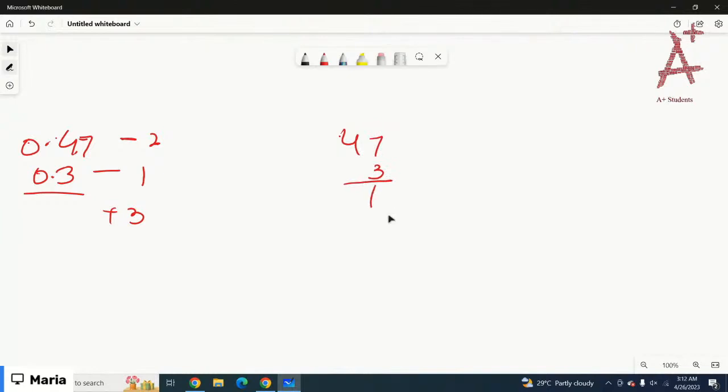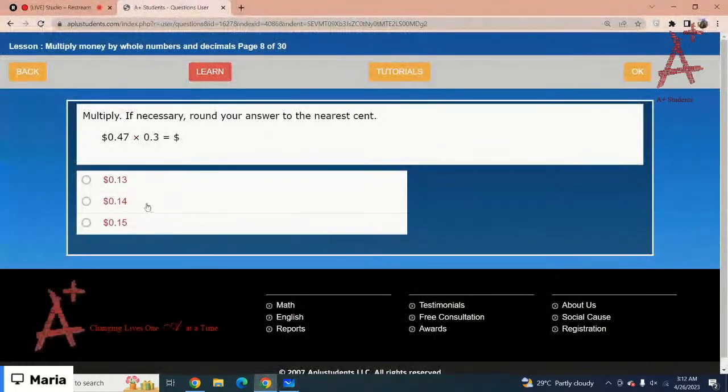3 times 7 is 21. 3 times 4 is 12, 13, 14. So it would be 141. Move the decimal point 1, 2, 3 places left. So it would be moved from here to here. It would be then 0.14. The correct option is, very good, that would be 0.14.